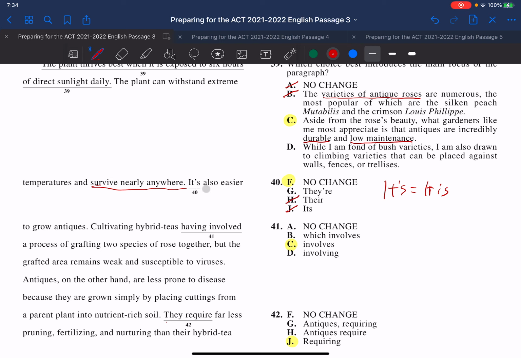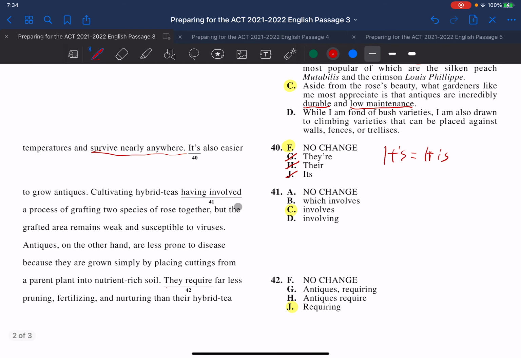Same with H. That is the possessive form. So the question is, "it is" or "they are" also easier to grow antiques. So what is easier? Growing antiques. Well, that action is a singular action, so that's why it's letter F. There's no change.